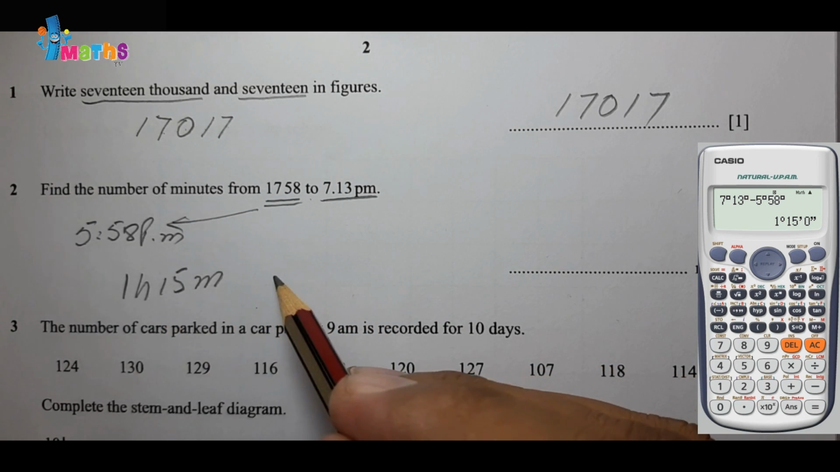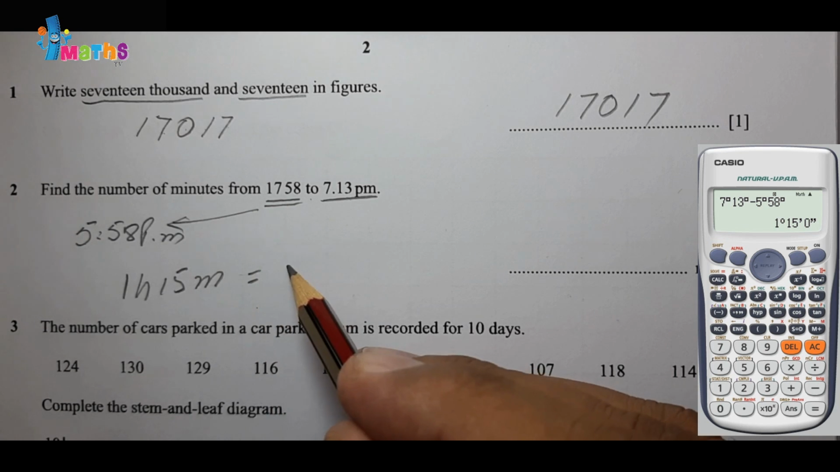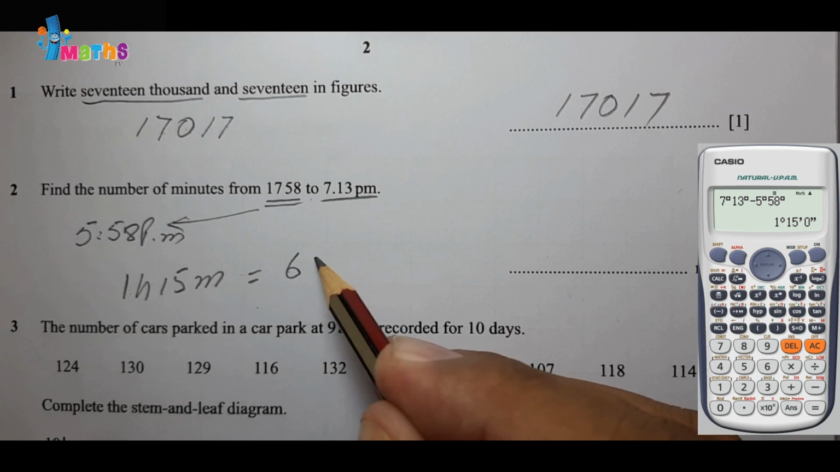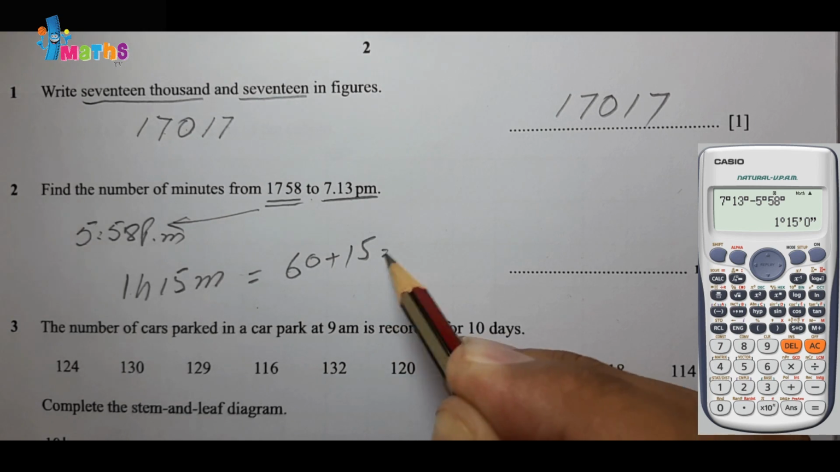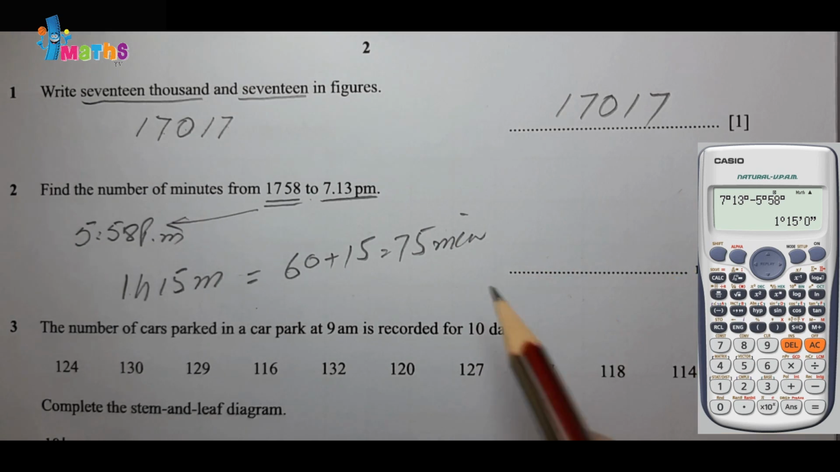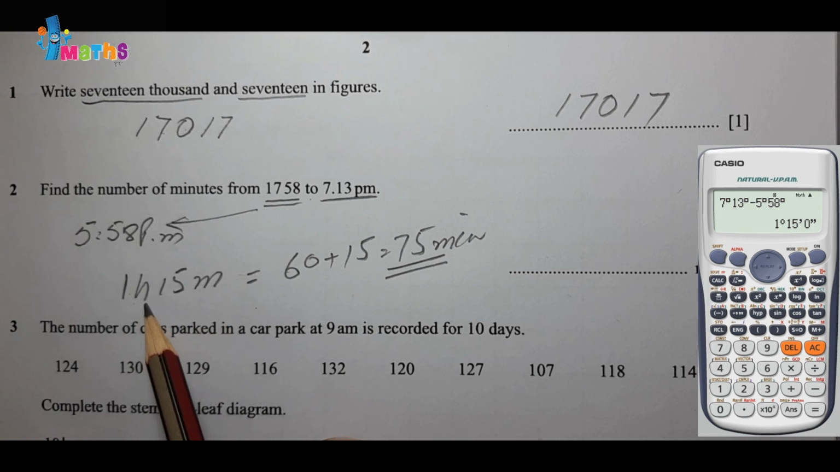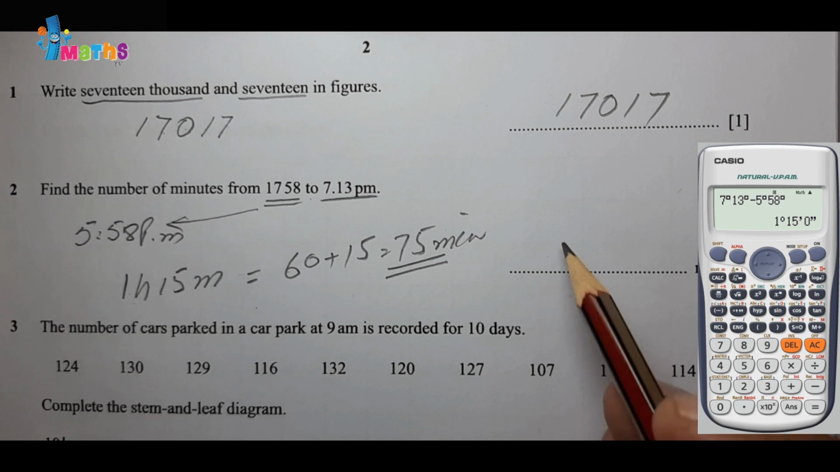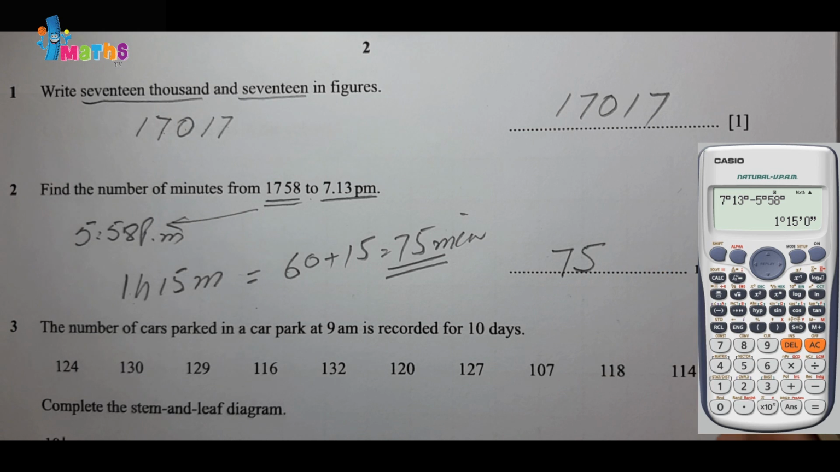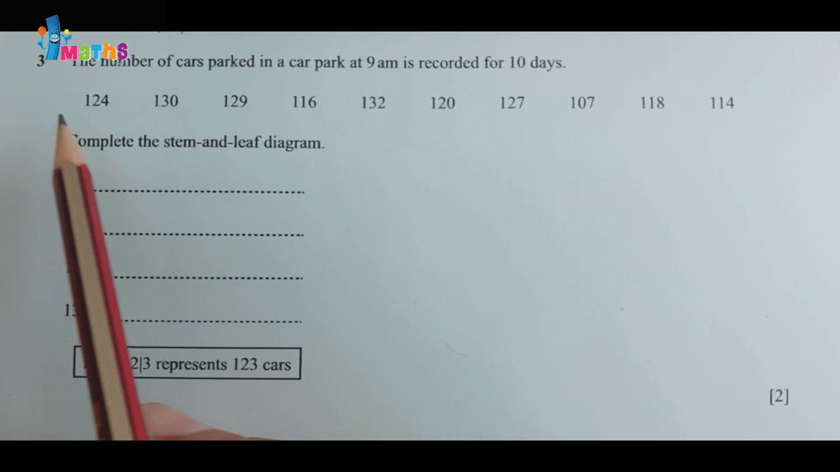So 1 hour 15 minutes can be converted into minutes, and we can write it as 60 plus 15 minutes, which is equal to 75 minutes. Because we have to provide the answer in minutes, we are converting hours into minutes also. Otherwise this answer is also correct. But as the answer is required in minutes, we have converted everything into minutes, and the final answer is 75 minutes.